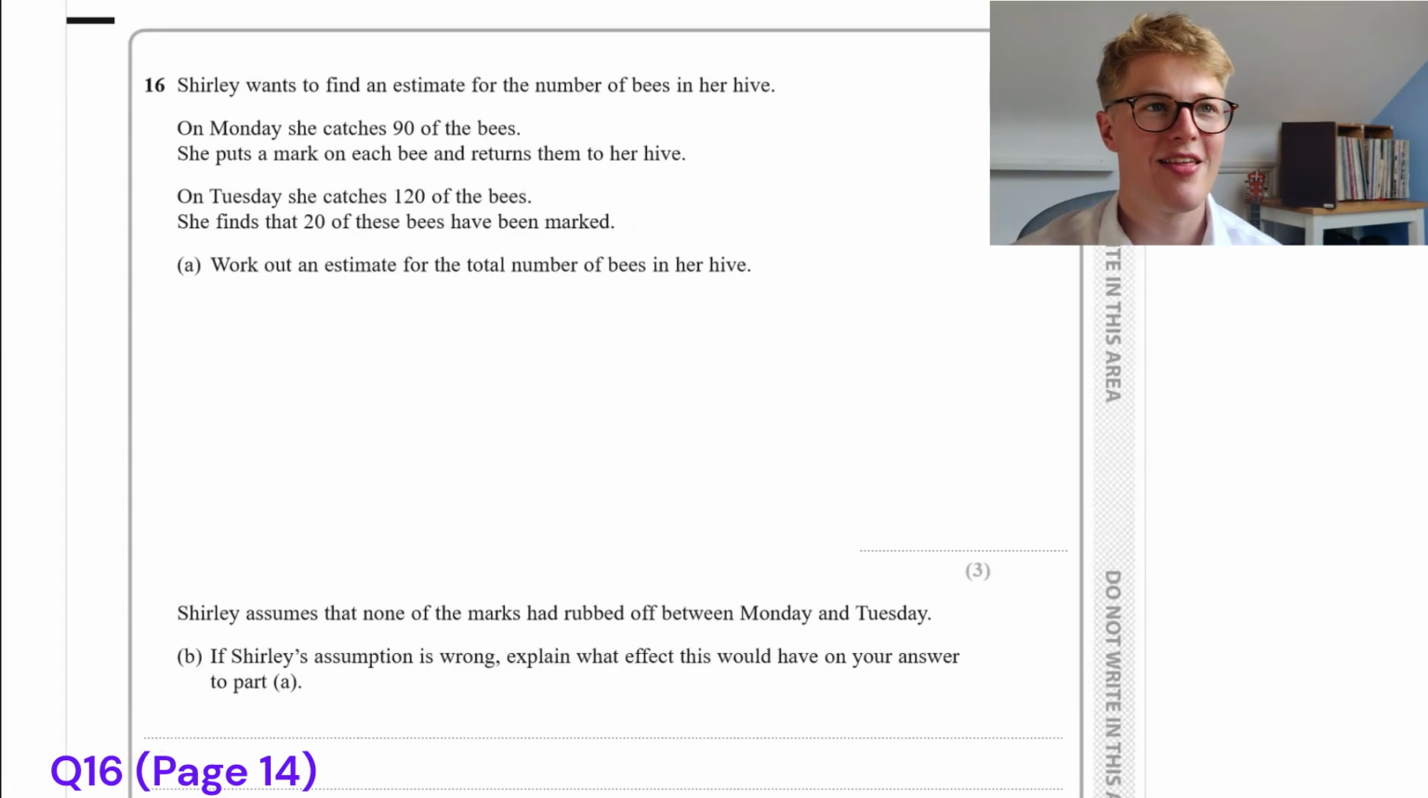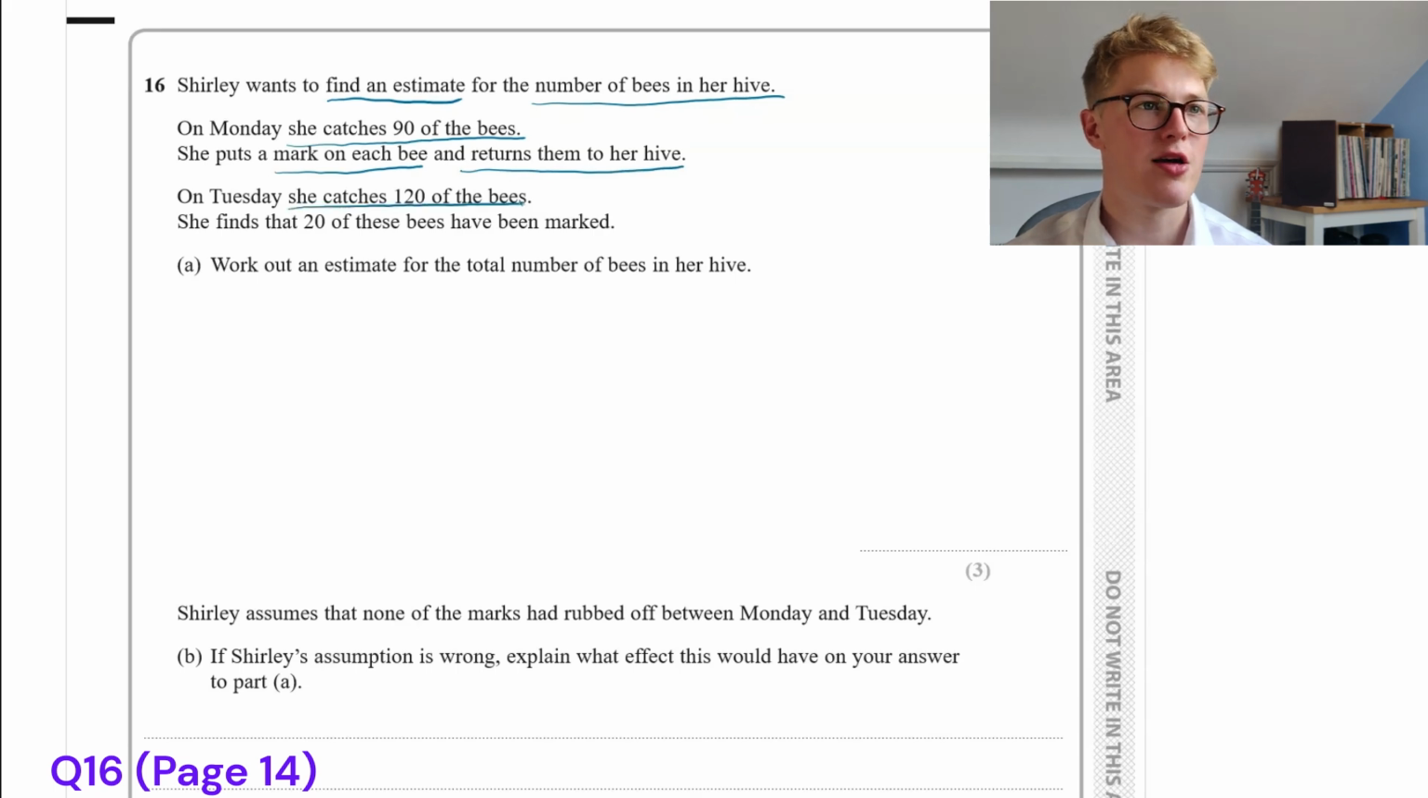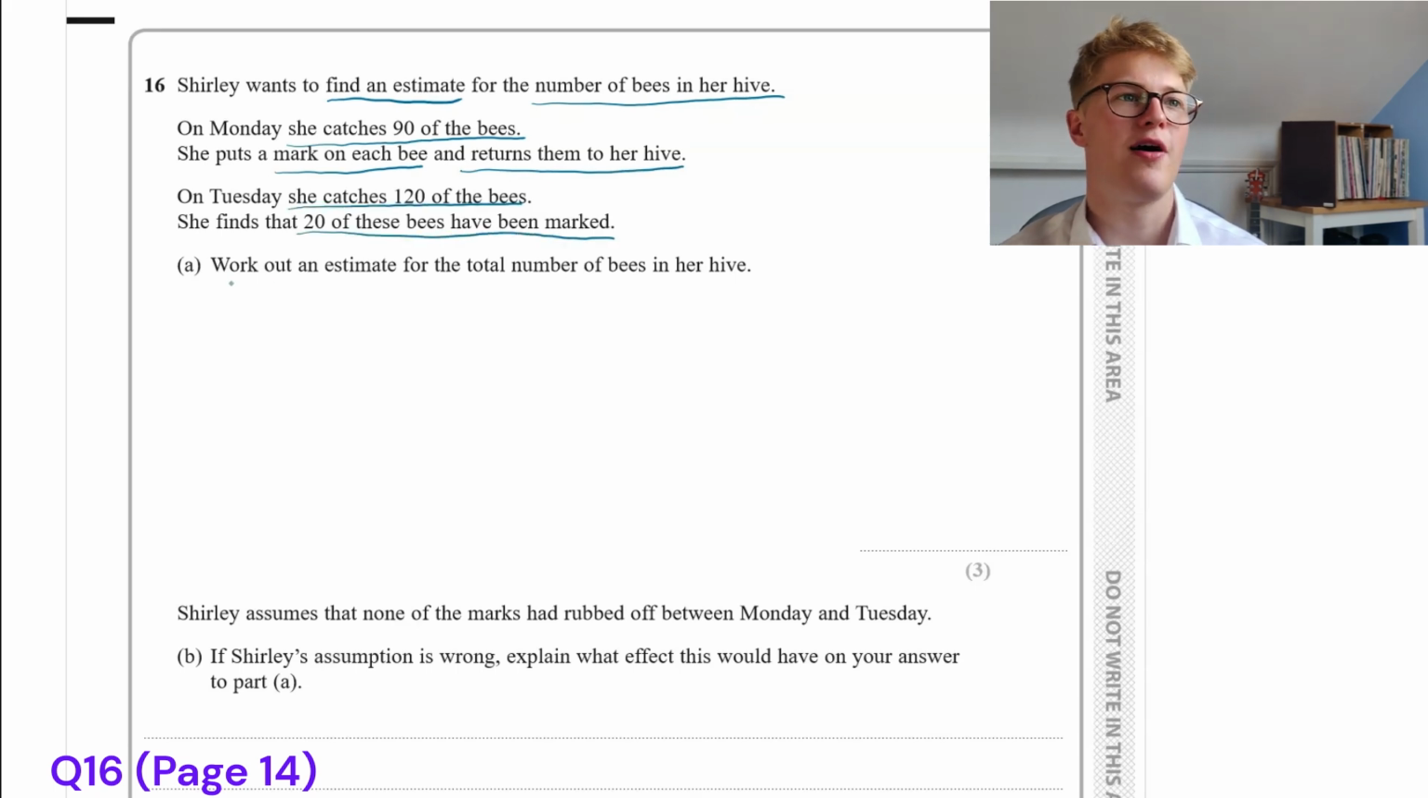Shirley wants to find an estimate for the number of bees in her hive. On Monday she catches 90 of the bees, she puts a mark on each bee and returns them to her hive. On Tuesday she catches 120 of the bees, she finds that 20 of these bees have been marked. Work out an estimate for the total number of bees in her hive.